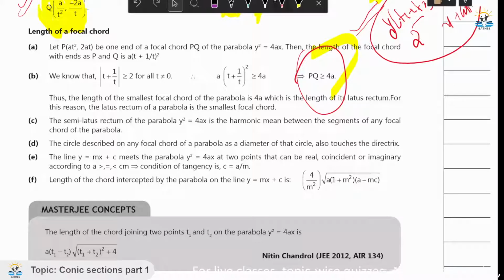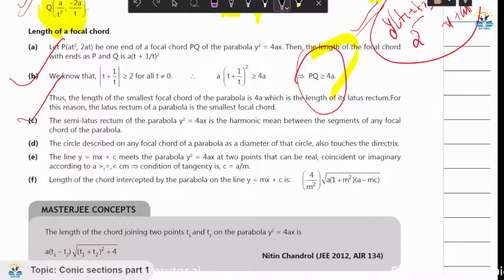This is also another fact. These are direct questions that are often practiced, but I am stating these theorems as facts for you. The second theorem that we have is of the harmonic mean, that the semi-latus rectum is basically the harmonic mean between the segments of any focal chord of the parabola. So this is a very important fact.